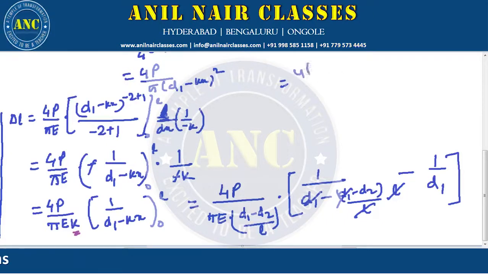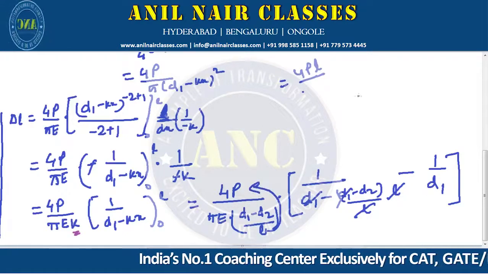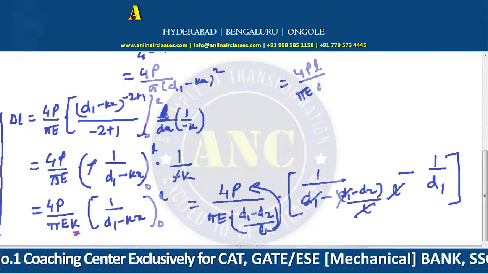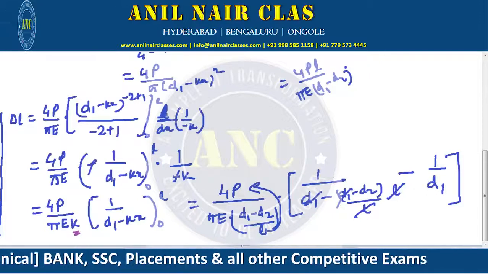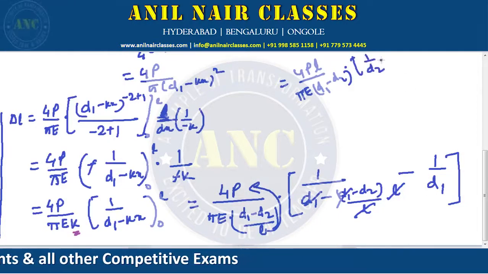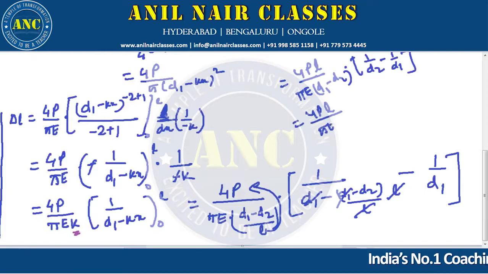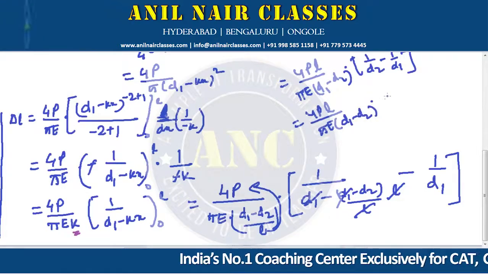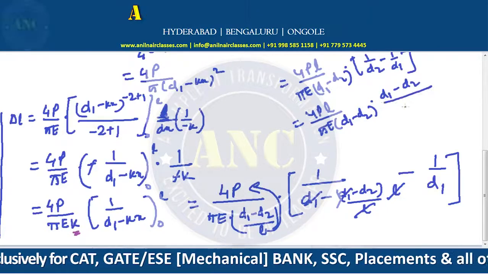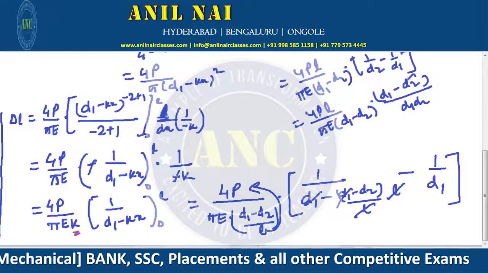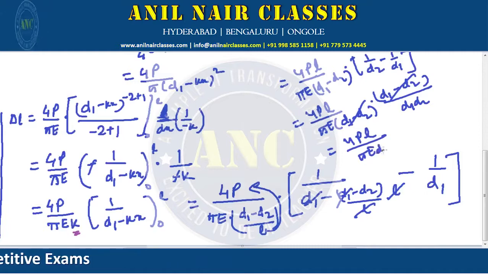This is 4p, this L goes up, 4pl, this is pi E d1 minus d2, and here we are left with 1 by d2 by 1 by d1. So we get 4pl by pi E d1 minus d2, into d1 minus d2 by d1 d2. So this again gets cancelled, so finally we will be left with 4pl by pi E d1 d2.